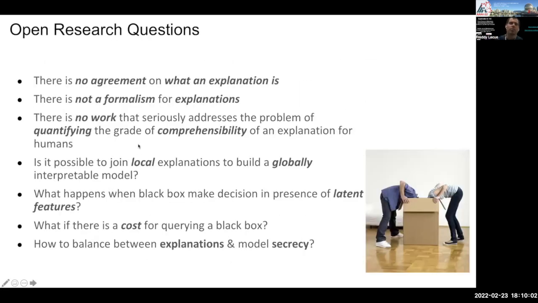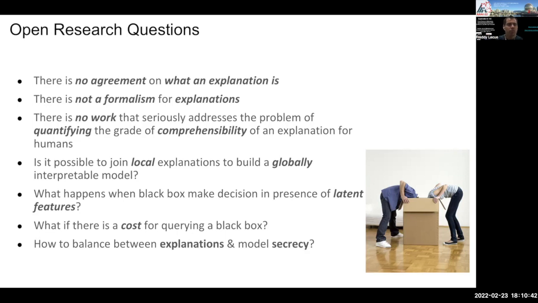And there are open questions. There's no agreement on what's in explanations. They even use different terms. Sometimes they mean the same thing, but sometimes they don't. There's no real formalism. There's no one definition that says that's an explanation. And the reason why is because there's a human behind, and you start having philosophical questions about what the user needs, what's pleasing to someone. It's a complex question. There's no work that seriously addresses the problem of quantifying the grade of comprehensibility of an explanation. The interpretation of an explanation is something which is open.